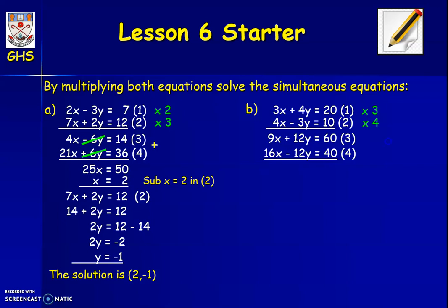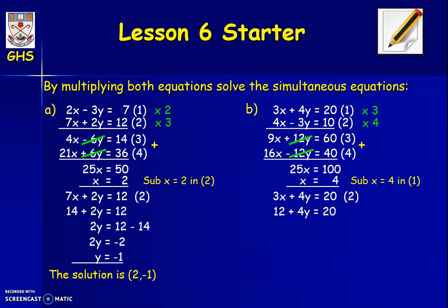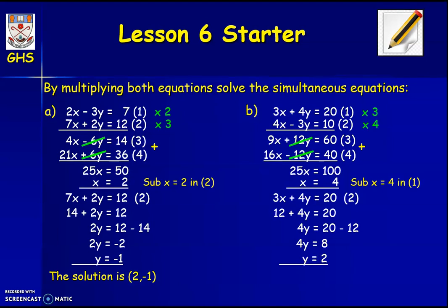Now we can eliminate the y terms by adding the two equations together. That will give us 25x equals 100, and when we divide we get x equals 4. Subbing x equals 4 into one of the original equations, equation 2 becomes 12 plus 4y equals 20. So take the 12 over and subtract, so 4y becomes 8, so y is equal to 2 when we divide. So our solution here is x equals 4 and y equals 2, so the point of intersection, if we were drawing it on a graph, would be the coordinate point 4, 2.